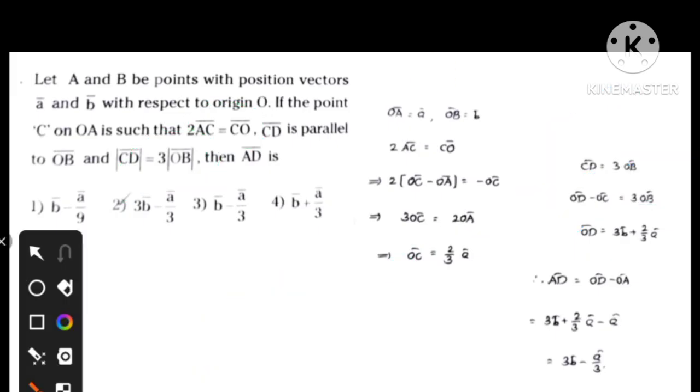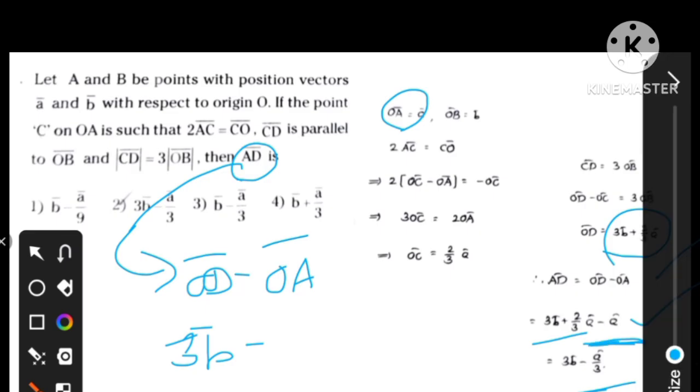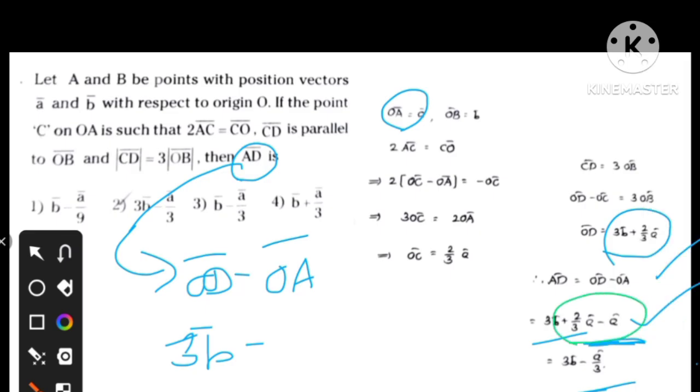Now what is the given question? You want the AD bar. What is the AD bar formula here? AD bar is equal to OD bar minus OA bar. Replace the OD bar value and the OA bar value. Directly you will get the answer. So this is 3b bar minus, take the LCM of the second and third terms, that is 2a bar minus 2a bar minus 3a bar by 3.